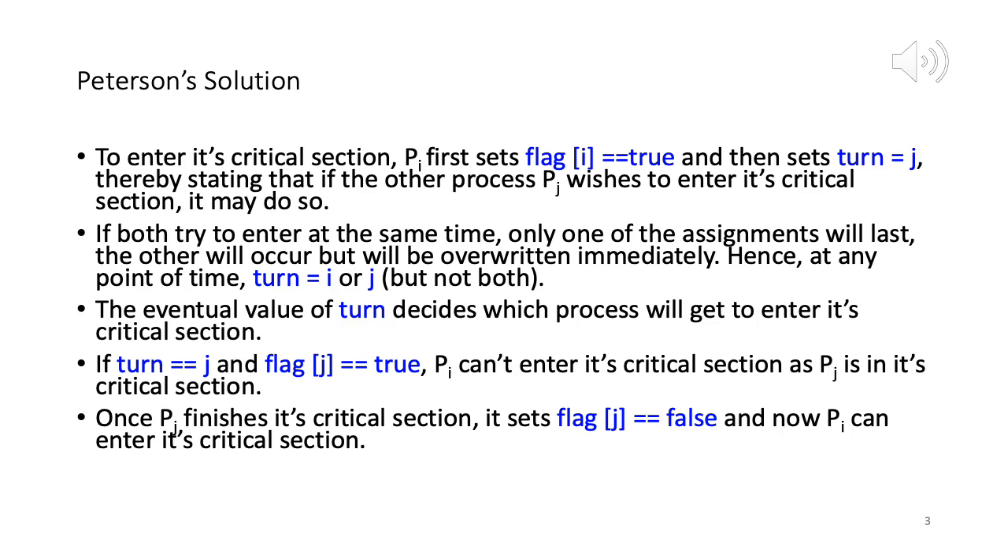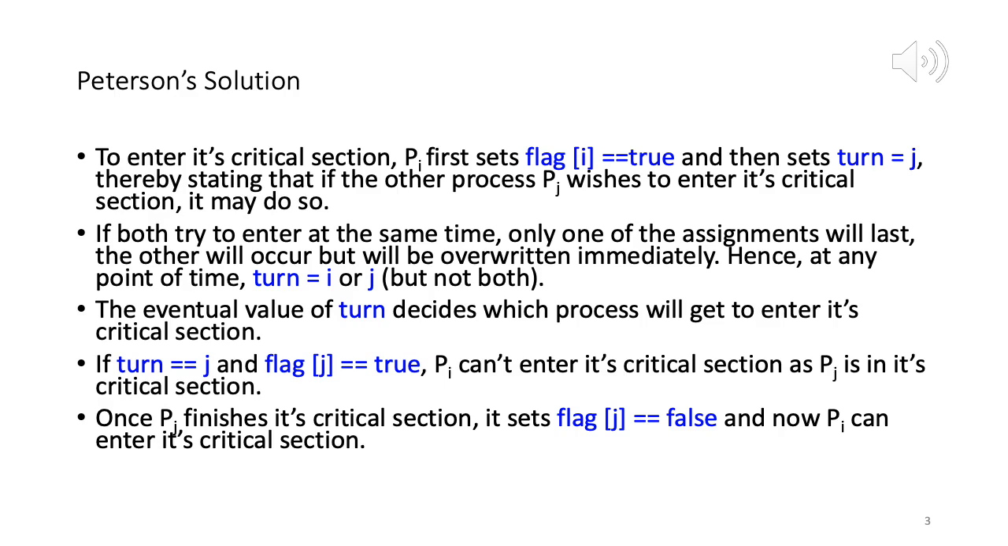Okay, so once again, to enter its critical section, Pi first sets flag I is true and then sets turn is equal to J, thereby stating if the other process Pj wishes to enter its critical section, it may do so. We'll soon see the code, but eventually for both processes they will have their pieces of code. First line of code will be flag is equal to true. So for Pi, flag I is equal to true, for Pj, flag J is equal to true, right? And then eventually the value of turn will decide who enters.